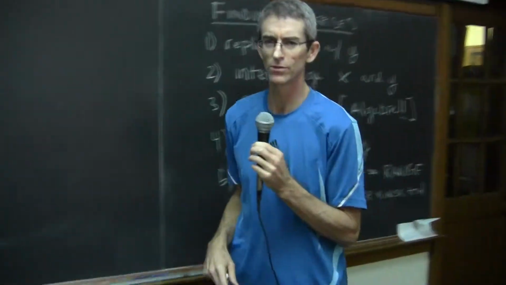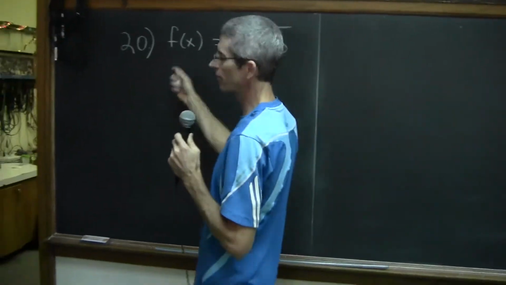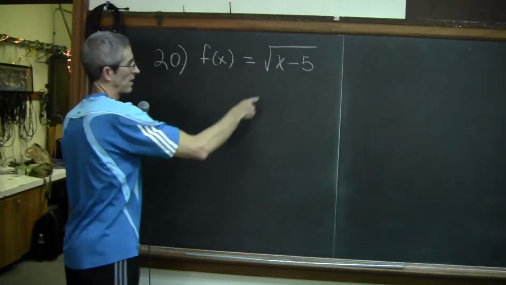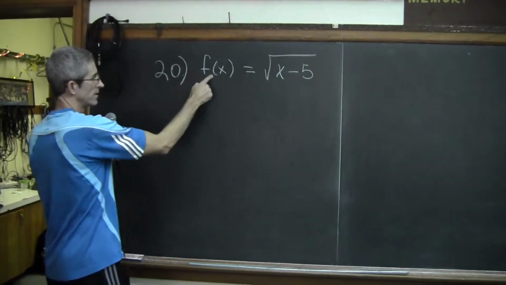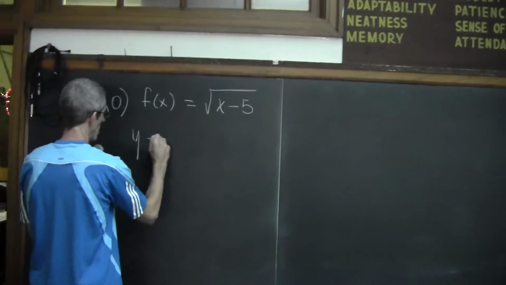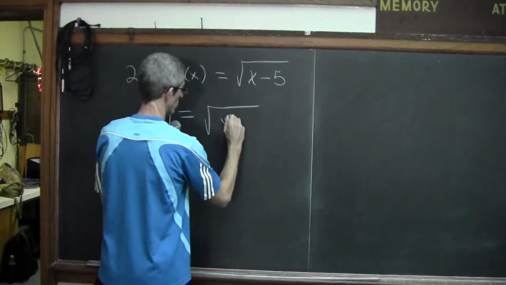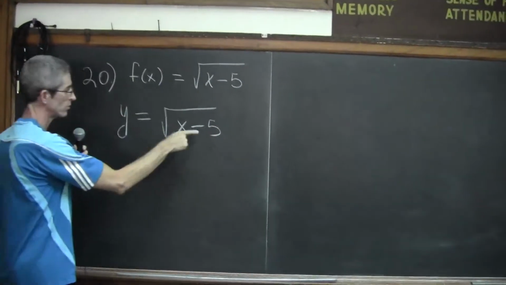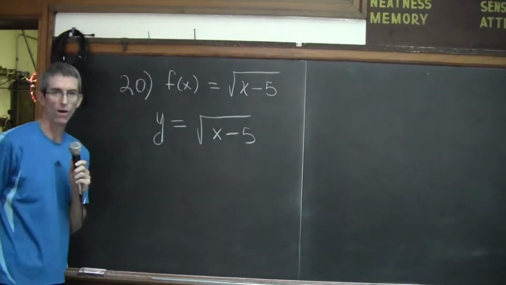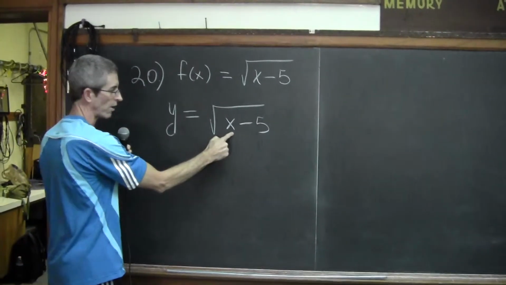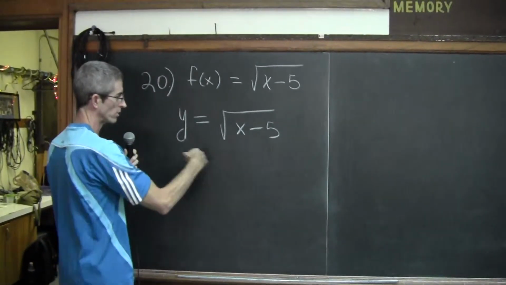So let's go and do a problem, see if it makes more sense. So I'm given a function, f of x equals square root x minus 5. So step one, replace this with y. Y equals square root x minus 5. Step two, exchange x and y's. This is not so bad. I only have one x, I only have one y, so I'm just going to do one swap.